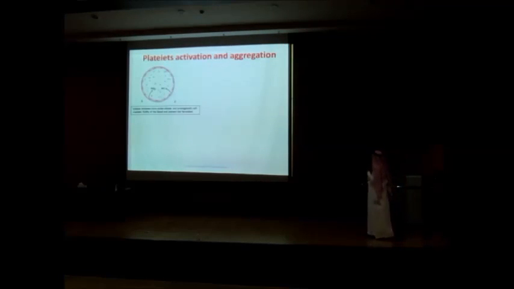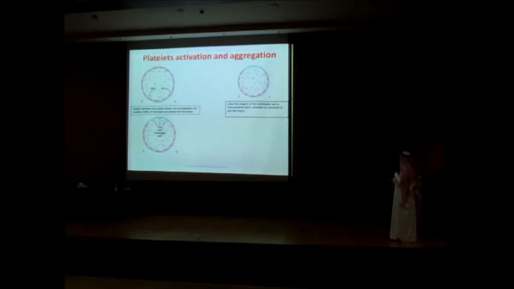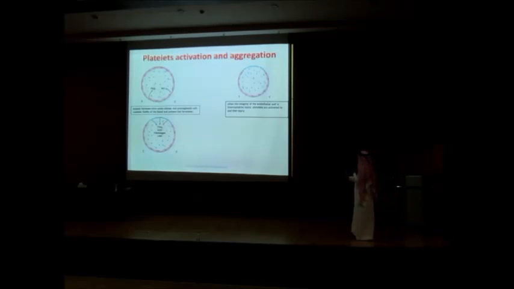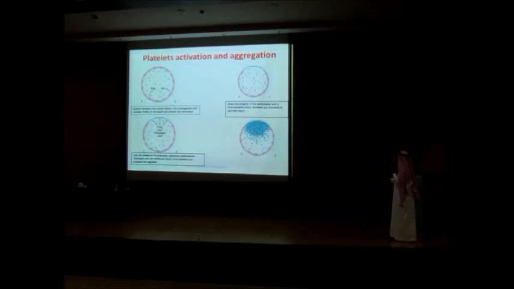So what happens with activation: the platelets become activated, and you have nitric oxide and prostacyclin, and the platelets adhere to the area of injury or the area of plaque rupture. Then you start to have thromboxane A2, adenosine diphosphate, fibrinogen, and von Willebrand factor, which is just like glue, so the platelets attach to each other. And then you have more platelets and more release of mediators.